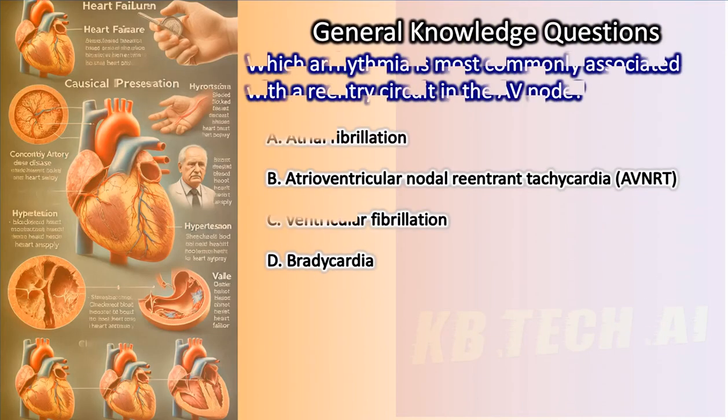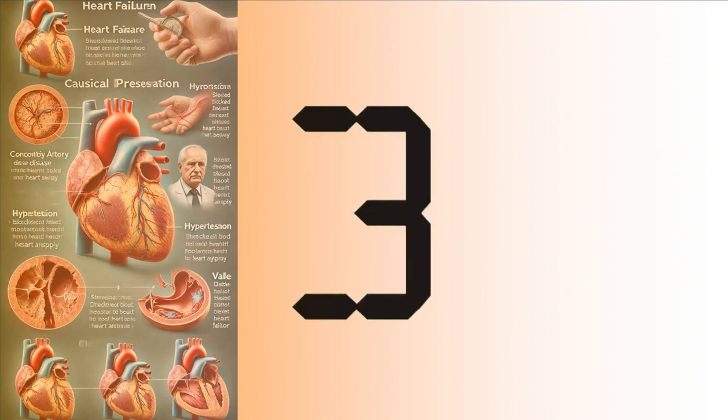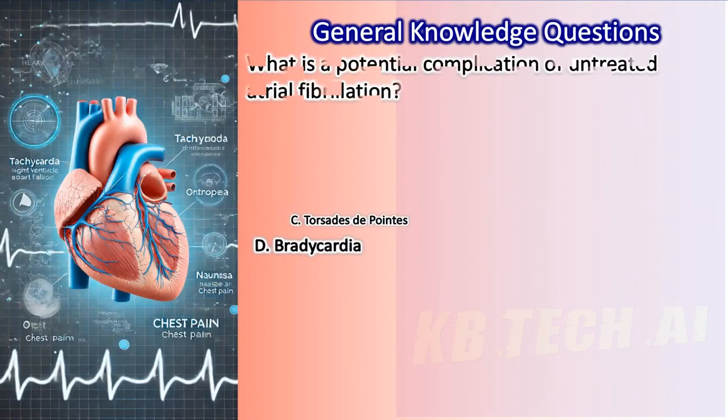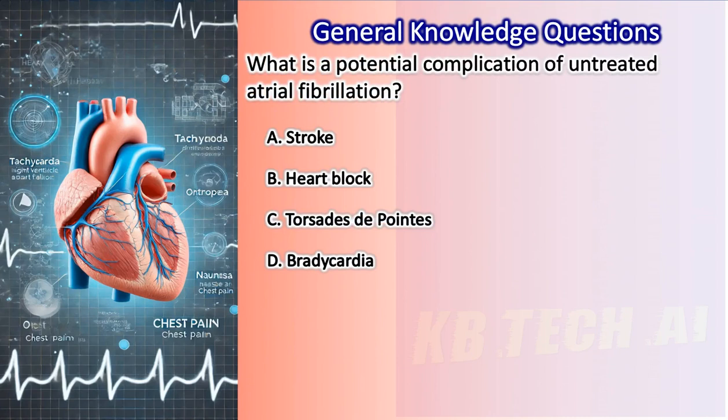Which arrhythmia is most commonly associated with a re-entry circuit in the AV node? Option 1, atrial fibrillation. Option 2, atrioventricular nodal reentrant tachycardia, AVNRT. Option 3, ventricular fibrillation. Option 4, bradycardia. The answer is option 2, atrioventricular nodal reentrant tachycardia, AVNRT.